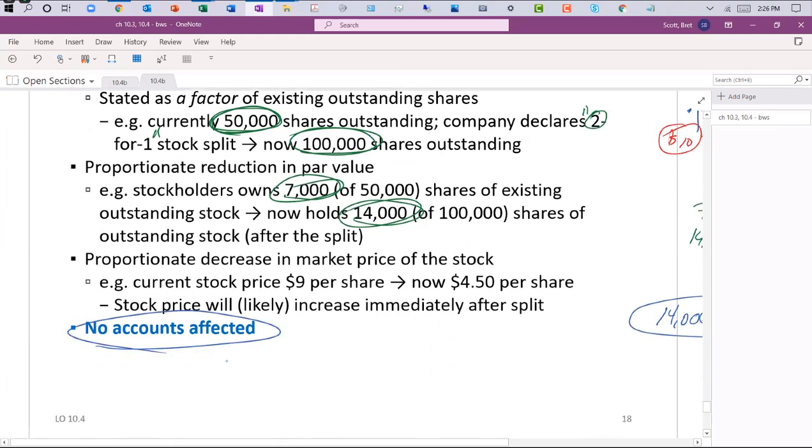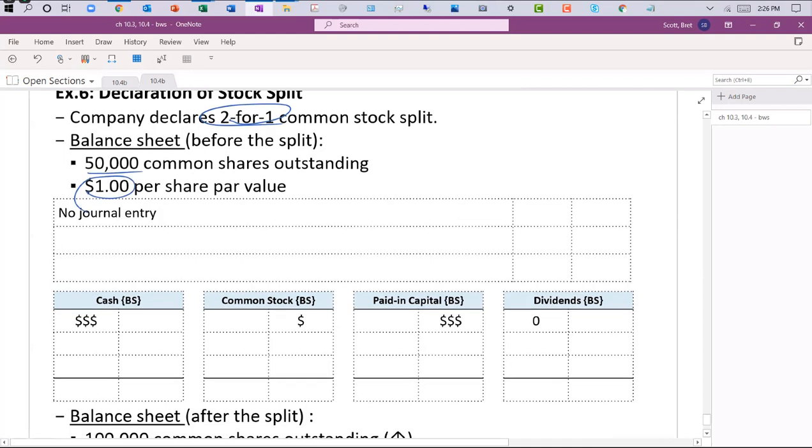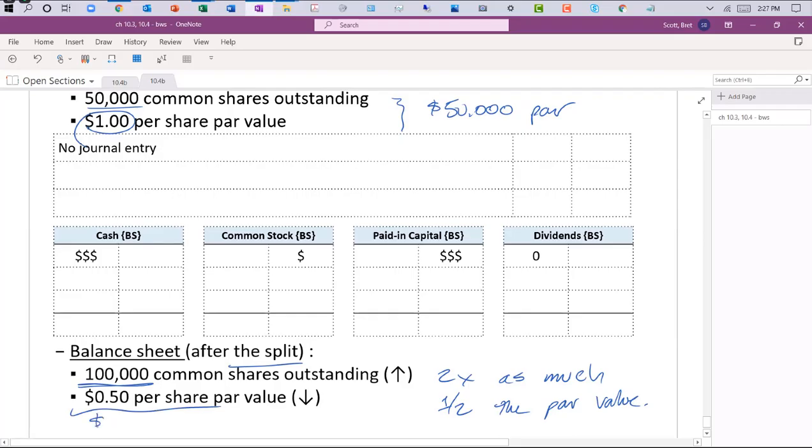There are no accounts that are affected here. We quite literally just work with the SEC and file legal paperwork. There is no journal entry. So, 2-for-1 stock split. Currently 50,000 shares, $1 per share par value. Par value works the same way. After we do the split, now we've got twice as many shares outstanding, but now it's half the par value. The total par value in that case was what? 50,000 par. And what is it now? 50,000 par.